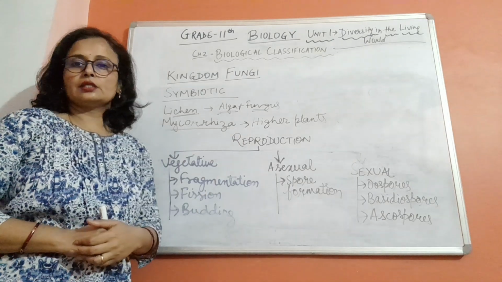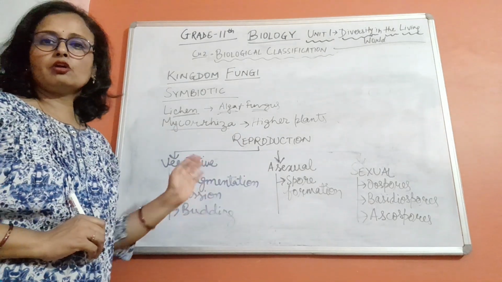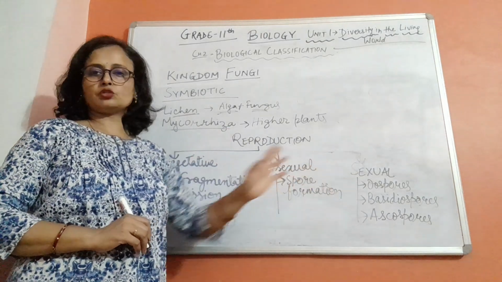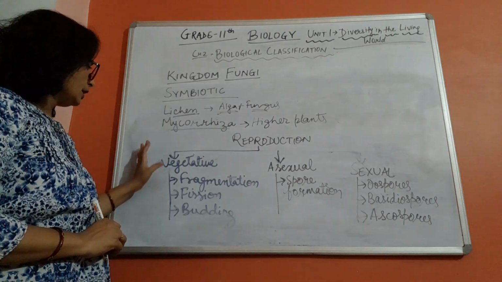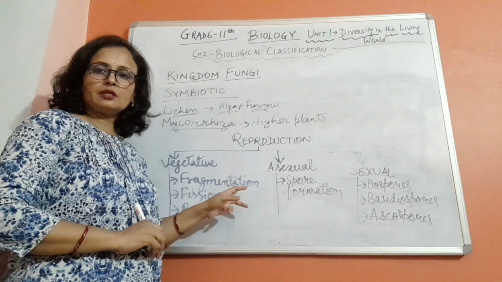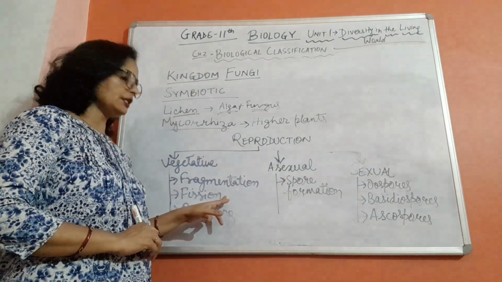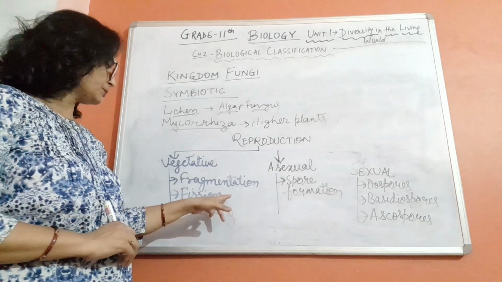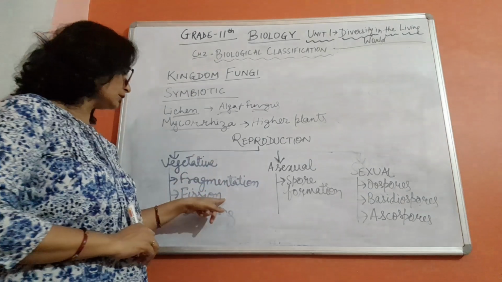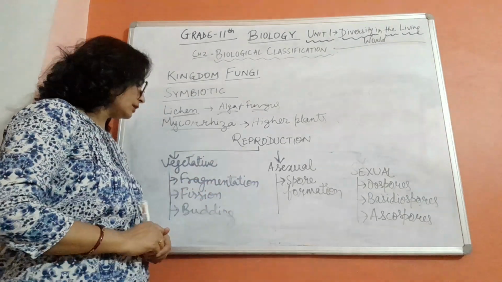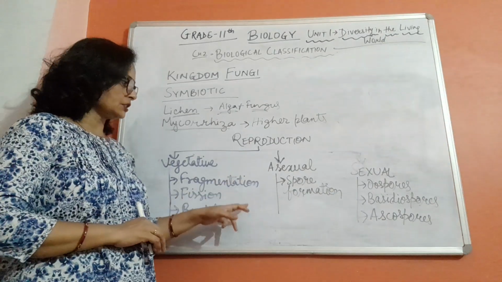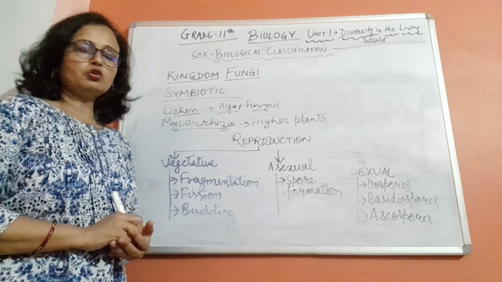Now reproduction. How does reproduction take place in fungus? There are all three modes of reproduction in fungus: vegetative reproduction, asexual, and sexual means. Vegetative. In vegetative reproduction, fragmentation is there. That means the fragments of the body develop into new fungus. Fission is there. That means the body splits into two parts, and each part develops into a new organism. Then budding. A bud-like structure appears on the body of the fungus, and each bud detaches and grows into a new organism.